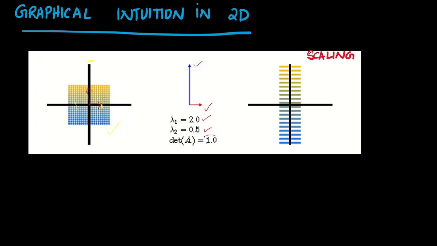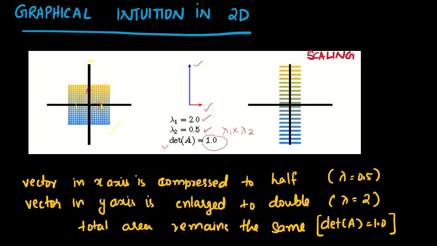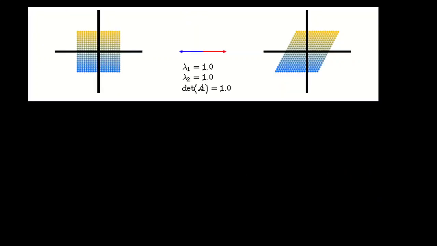Okay, so in order to find this determinant of A, we can apply one more thing, lambda 1 into lambda 2. So when we do the multiplication of these lambda values, then also we get the determinant of A, or the area of the vector space after the transformation. Okay, then this is shearing.